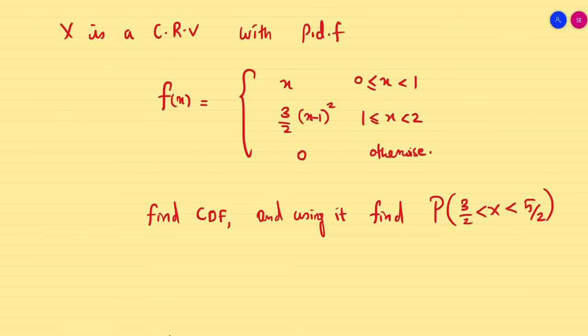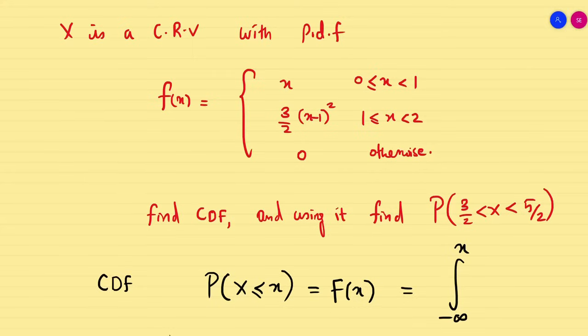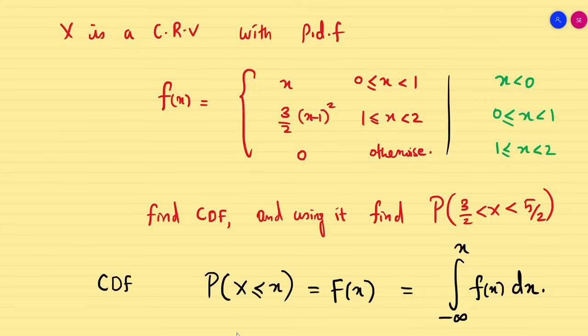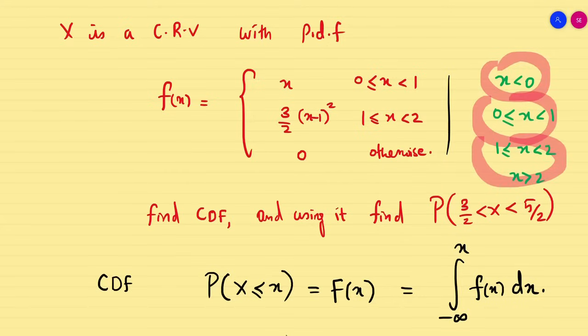Okay, so first of all, let me write the probability of X less than or equal to x, that is my CDF. We mention it as capital F of x, and the formula is the integral from minus infinity to x of f of x dx. So we have to split the problem interval by interval. Here you see the intervals we have: x less than 0, between 0 and 1, then 1 to 2, then greater than 2. So now it's our duty to analyze them one by one and see what is happening there. Okay, let us do the solution.